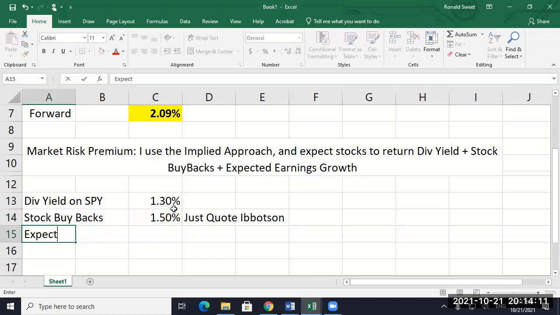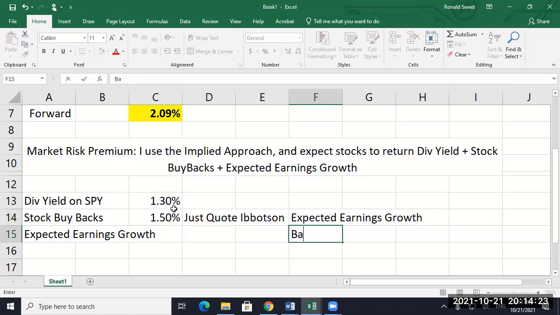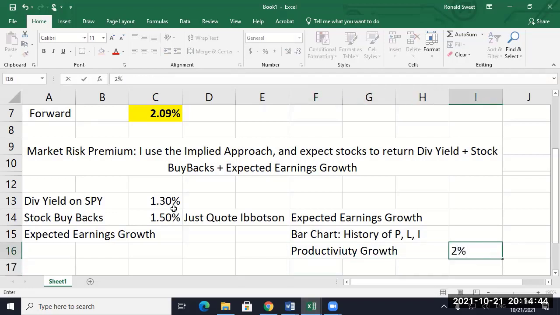And then we have expected earnings growth. So you just have a section on that. And here's where I would probably put the bar chart. Another bar chart I'm talking about. So the history of productivity, labor, and inflation. And productivity. You can use your own numbers, but historically that's been about 2%. That seems reasonable to me. Labor growth.